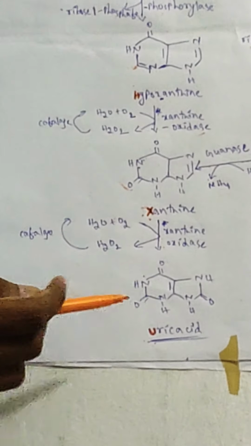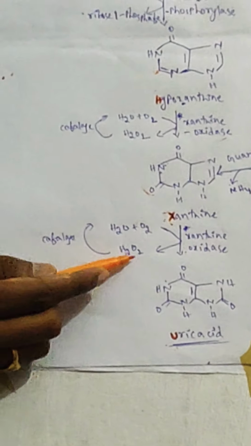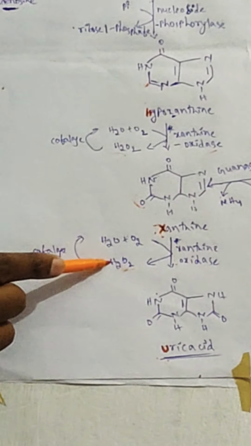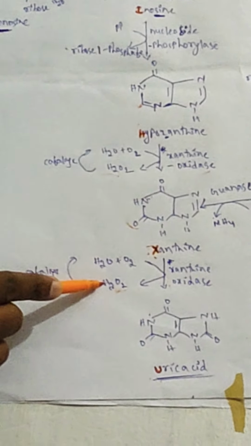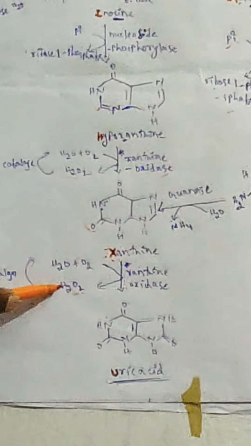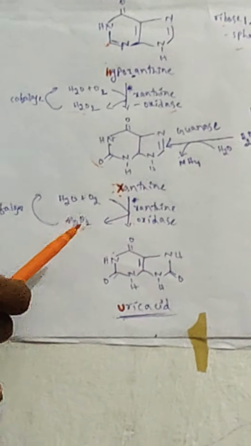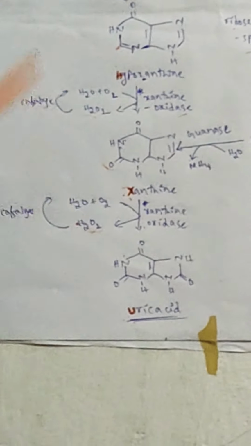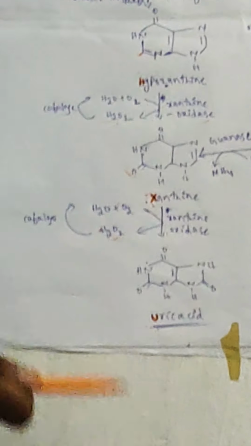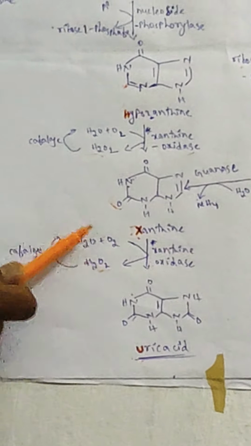Remember, whatever is forming here is hydrogen peroxide. This hydrogen peroxide is very toxic to the tissues. So it is immediately converted to a water molecule and oxygen by the catalase enzyme. The catalase enzyme cleaves H2O2 to H2O plus oxygen.